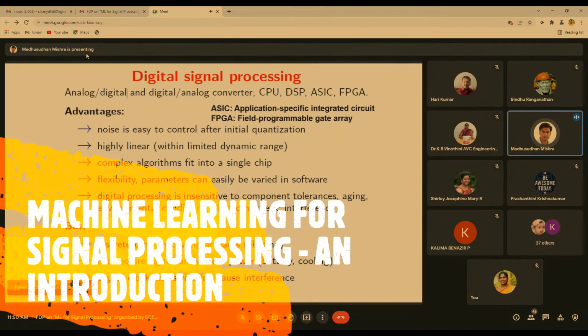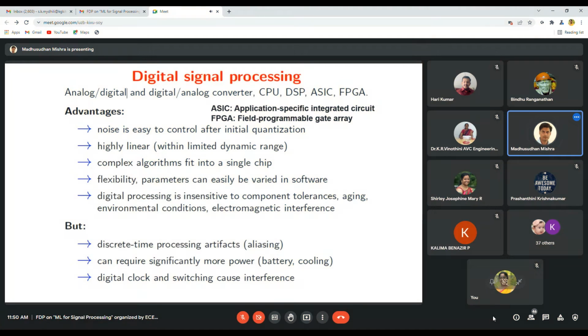Elements of digital signal processing: it mainly consists of three basic building blocks. Let us see why. For digital signal processing, the input signal should be in the discrete domain or digital, and the processed signal is also digital.